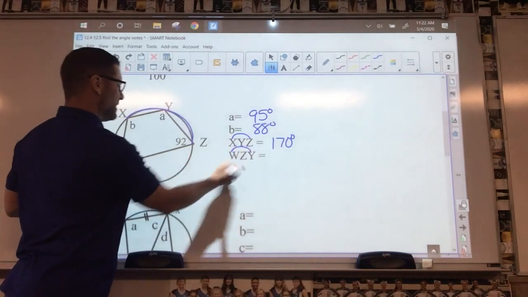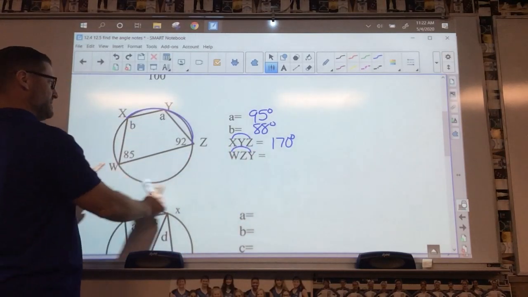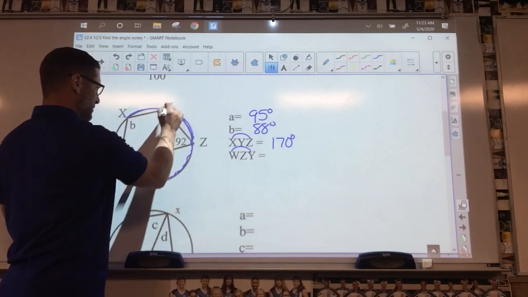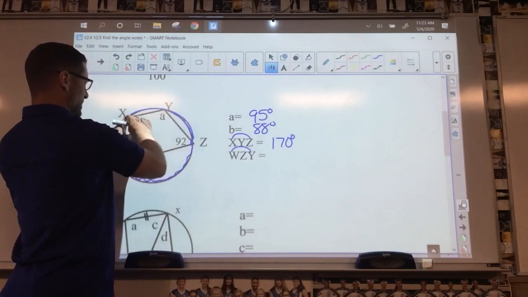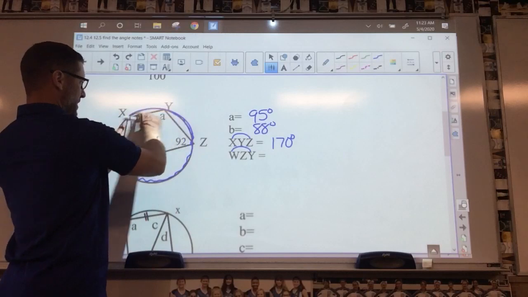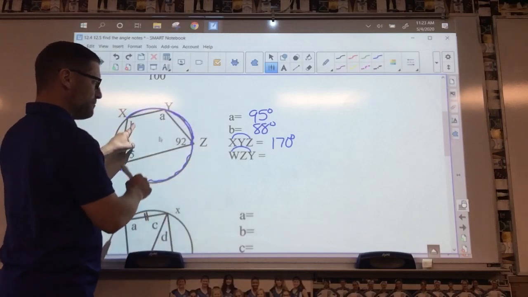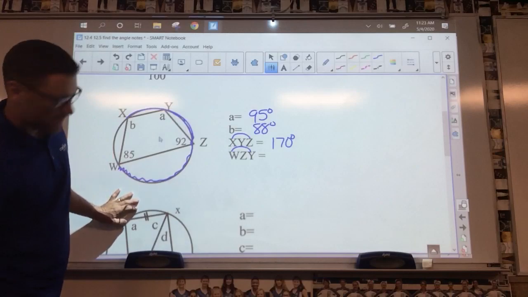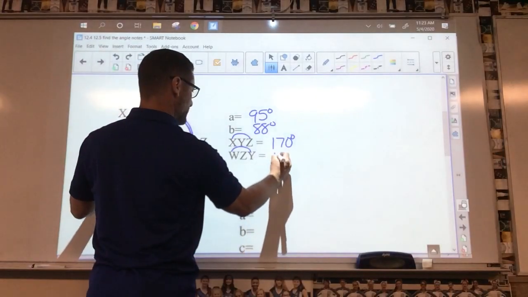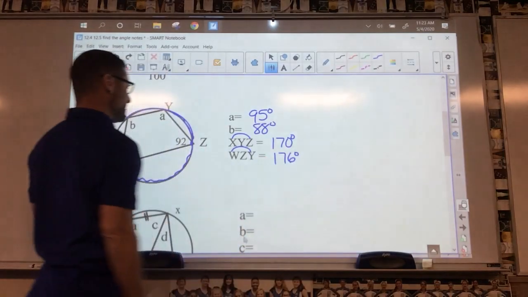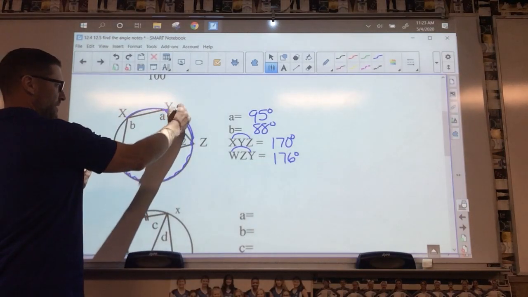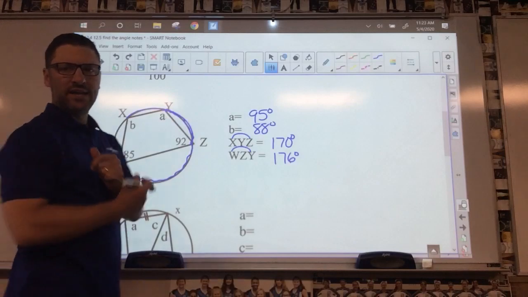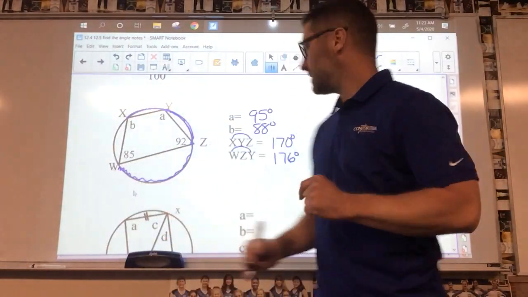And then WZY. I think I'll probably do the same thing here. W to Z to Y. So this right here, from W to Z to Y. Well, that B right there hits that arc. So if I have B, I'll double 88, and I get 176. I don't think that's drawn to scale because 176 is definitely under 180, but that looks like it's over 180. So I didn't draw it to scale, but those are the numbers that you get.